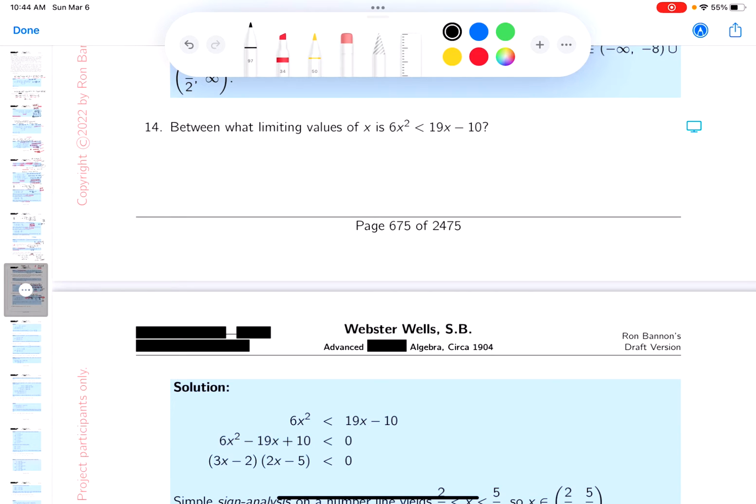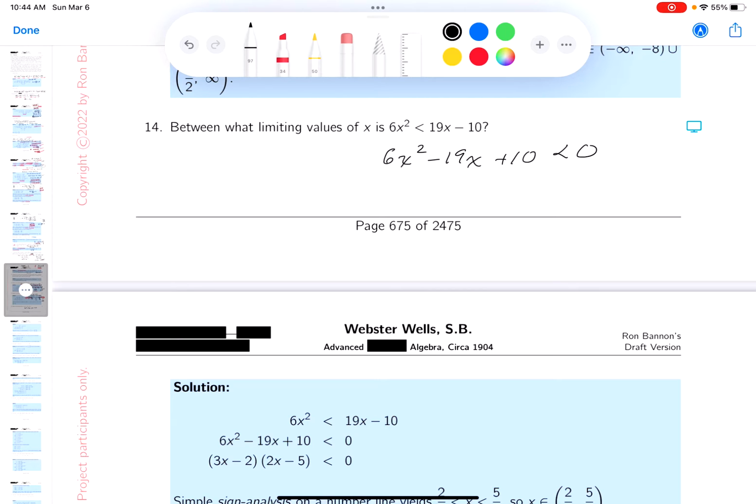Okay, 14, again, it's a quadratic inequality. It's really not difficult to solve. I'm going to say 6x squared minus 19x plus 10 less than 0. What am I doing? I'm comparing it with 0. So I want to find out when is it negative, because negative numbers are less than 0. How do I do that?